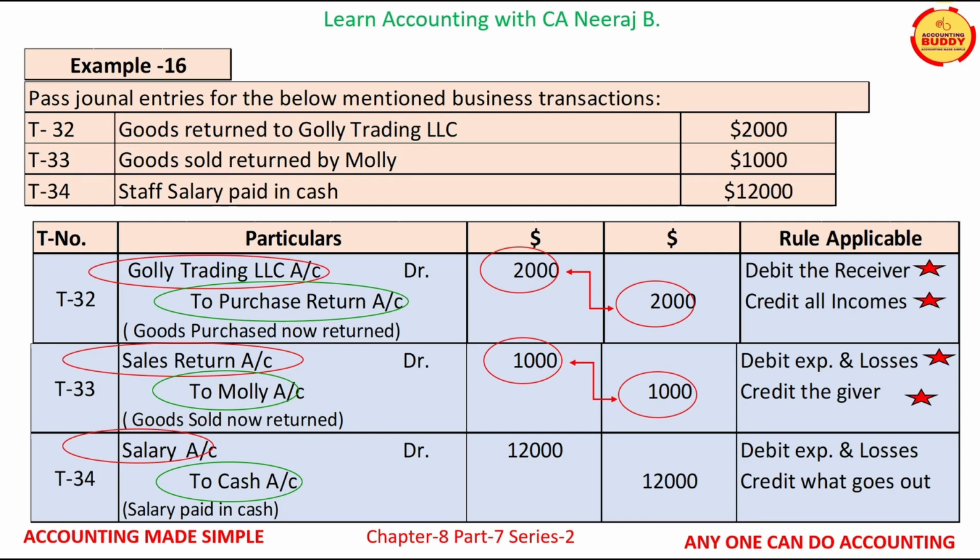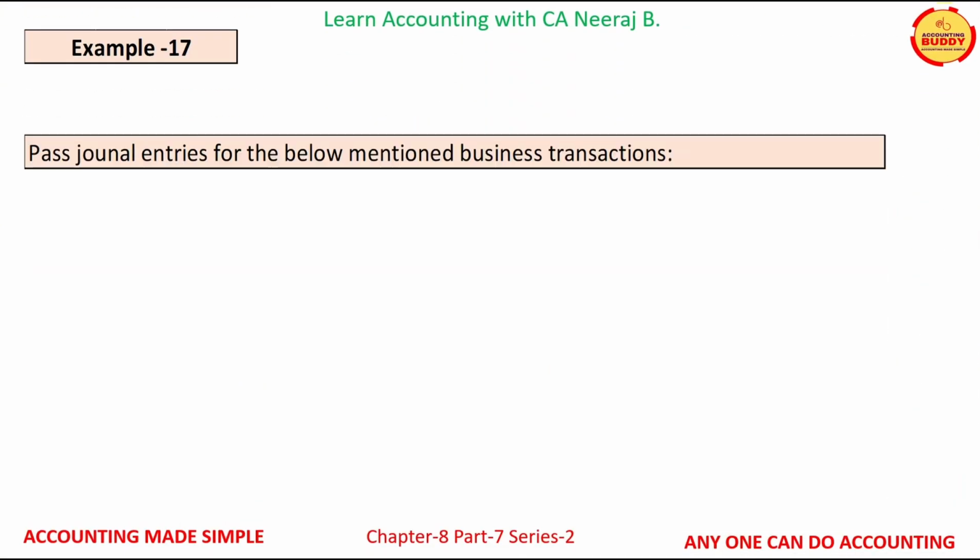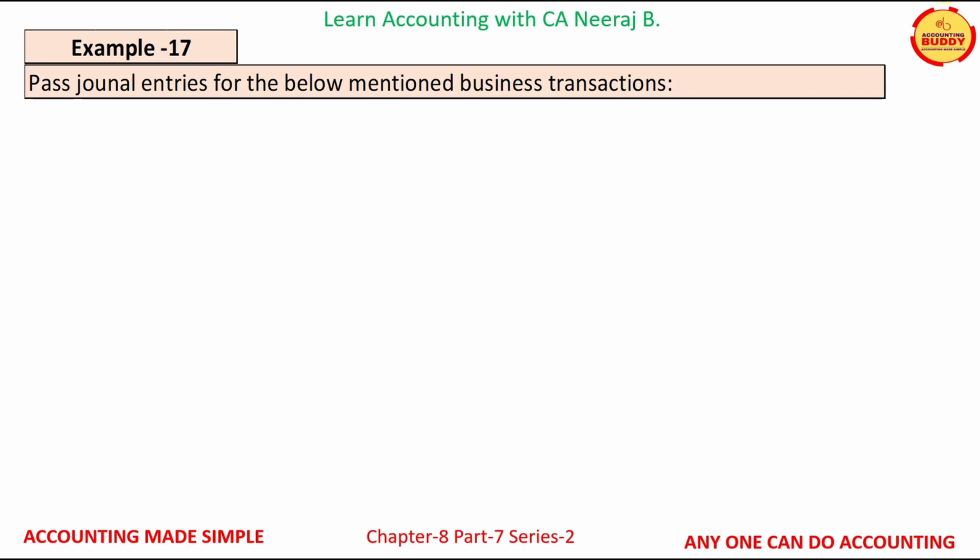Salary is an expense account, and the rule for expense account is debit all expenses and losses. Cash is a real account, and the rule for real account is credit what goes out. Therefore, this transaction is recorded for $12,000 by debiting salary account and crediting cash account. Another illustration on your screen is past journal entries for the below mentioned business transactions.